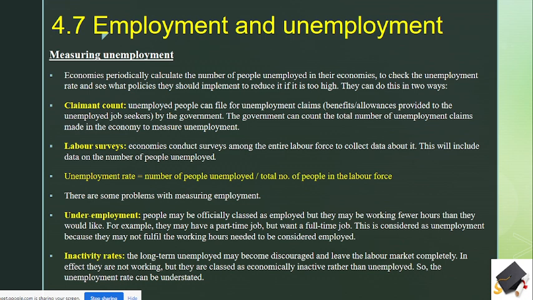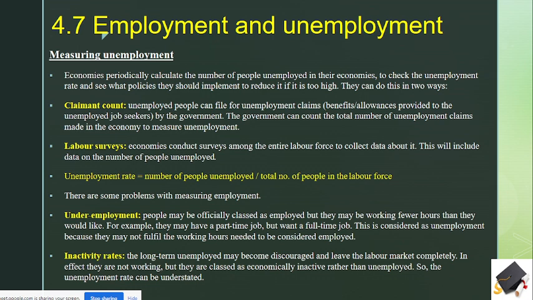Now, what are the measures of unemployment? The first one, claimant count. Unemployed people can file for unemployment claims, like benefits or allowances provided to unemployed job seekers. People who mention that they are unemployed or looking for benefits or allowance, you can consider that there is unemployment. Getting my point? The other one, labor survey. If you want to collect how many people are unemployed, you can go and check the labor survey.